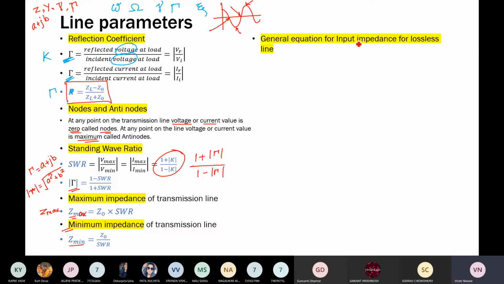Then the general equation for input impedance for lossless lines. Do remember that we have an expression for input impedance of a lossless line: Zin is equal to Z0 into (ZL plus jZ0 tan beta L) upon (Z0 plus jZL tan beta L). This beta L is also called the electrical length. Beta L is also referred to as the electrical length of your transmission line. Sometimes this word will be given in a numerical, that the electrical length is something, and it is always expressed in radians and degrees.